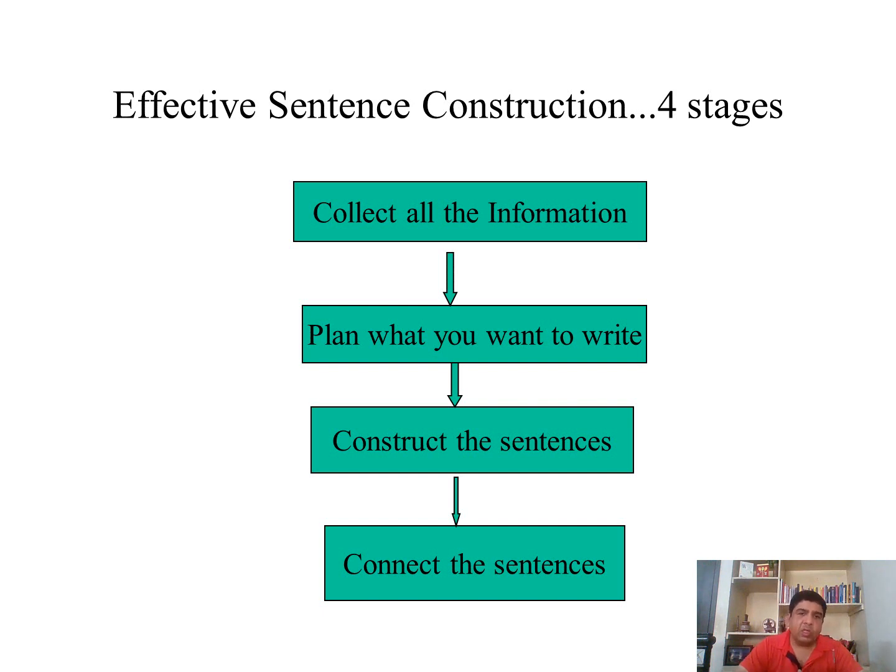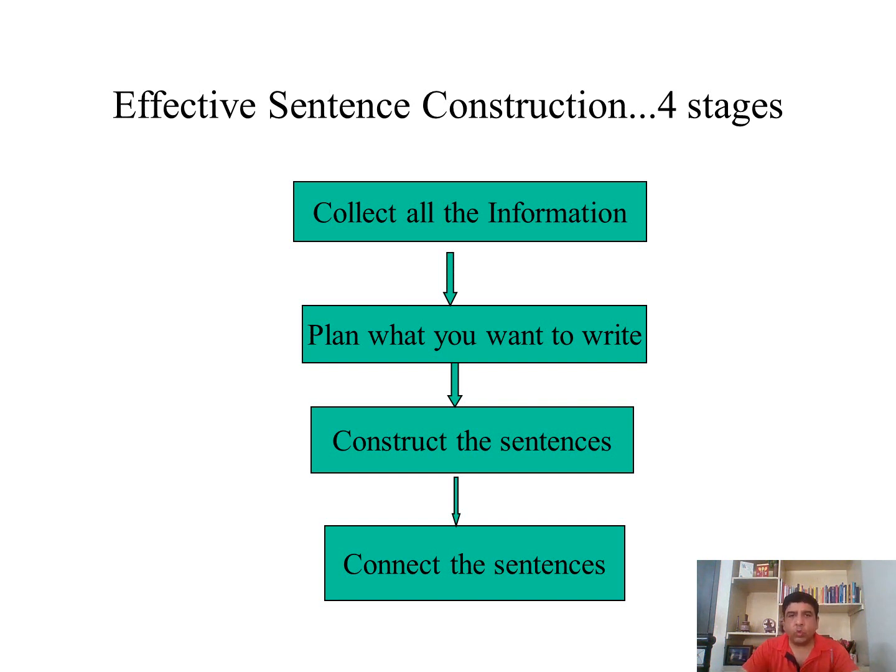Number one, we collect all the information. Number two, you plan what you want to write. After you collect all the information, we plan to put it together. Number three, once that planning has been done of what all is to be put in the sentence, we construct our sentence. Lastly, number four, we connect the sentences. Sentences are generally written to be connected together to form a paragraph later on. Hence, we must construct our sentences properly so that they can be connected more easily in the end.